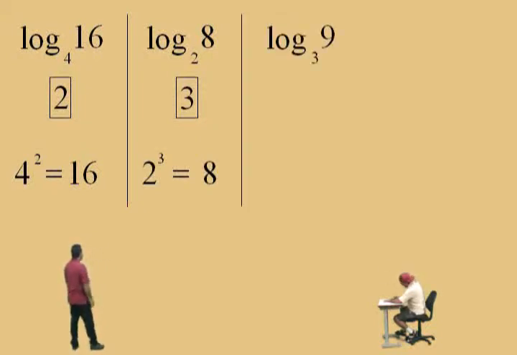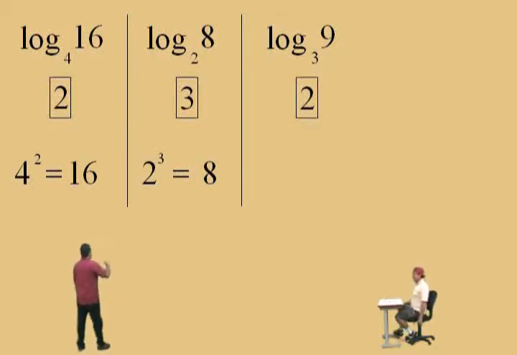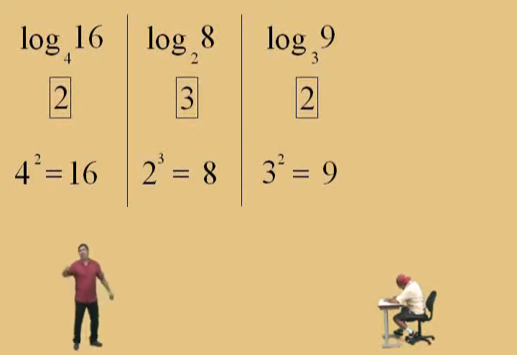Let's do another one. Log base 3 of 9. Now, Charlie, what is this asking you? 3 to what power is 9? That's right. What do you raise 3 to the power of to get 9? And what is it, Charlie? 2. Very nice. It is 2. That's because 3 raised to the second power is equal to 9.